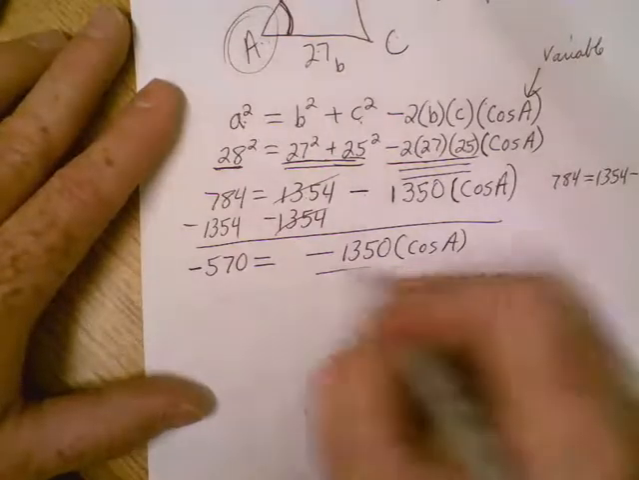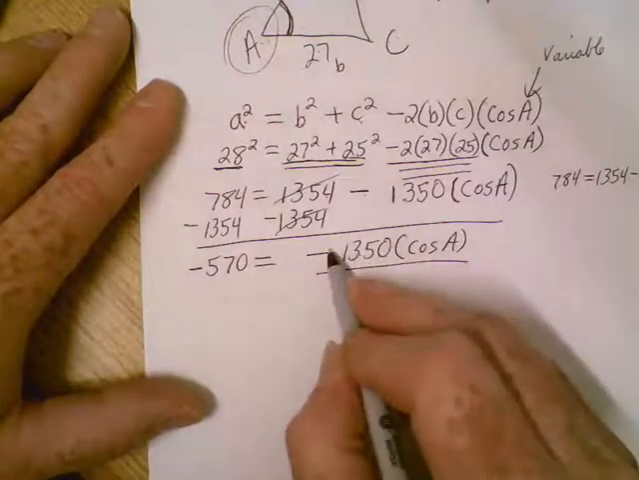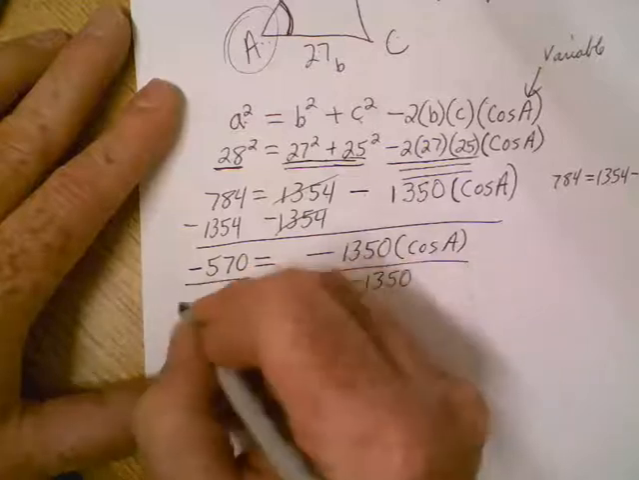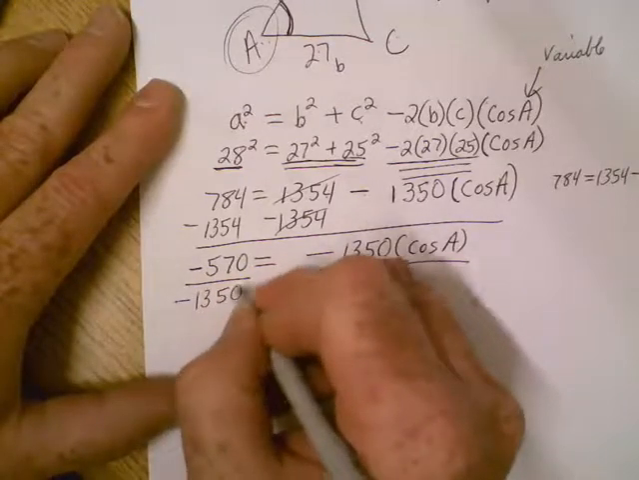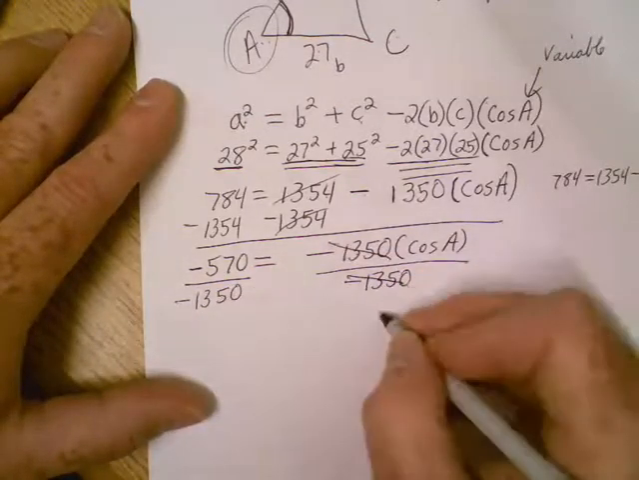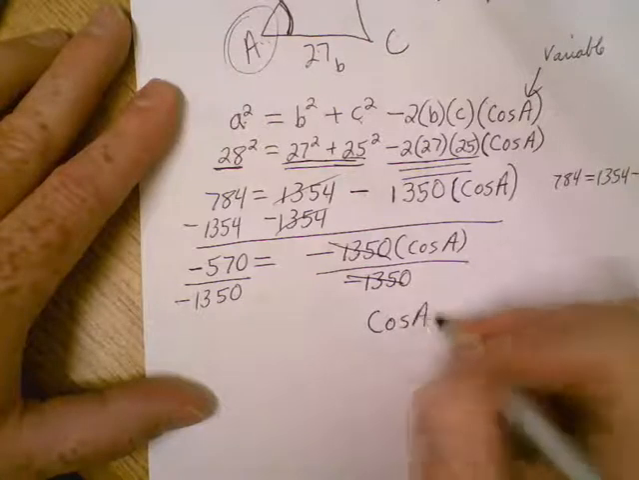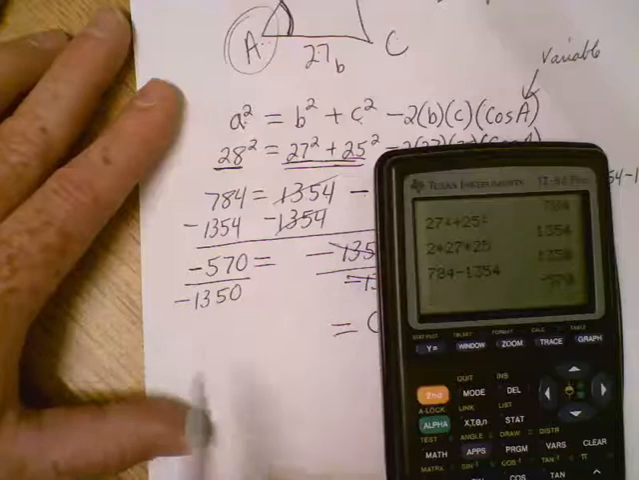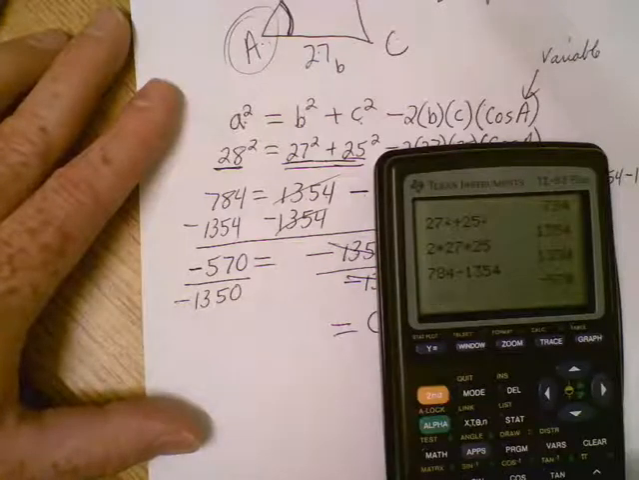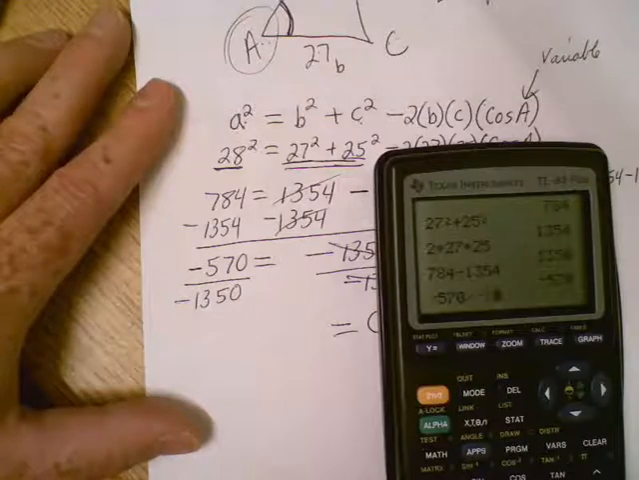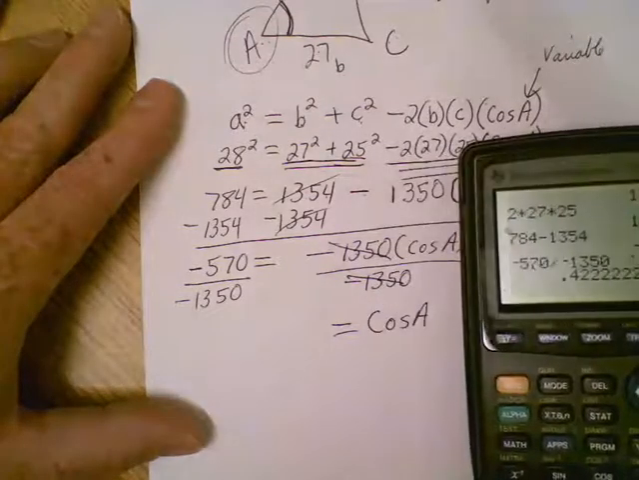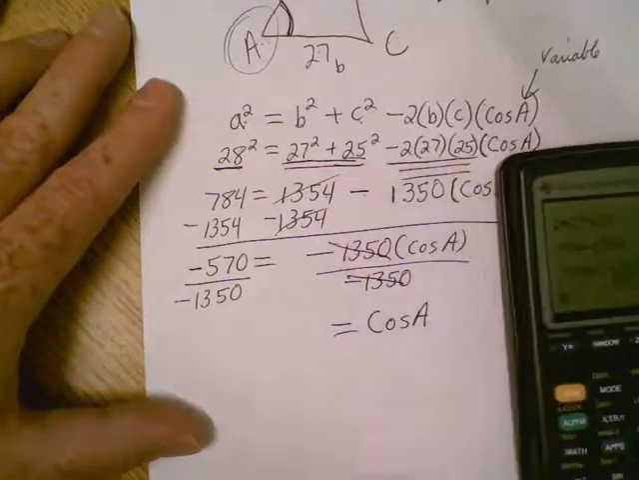Now I'm going to divide both sides by whatever this number is. Don't forget the negative there. So you divide both sides by negative 1350. Negative 1350. These cancel out. You're left with cosine of A equals, I do the division over here, negative 570 divided by negative 1350. And I come up with 0.422222.